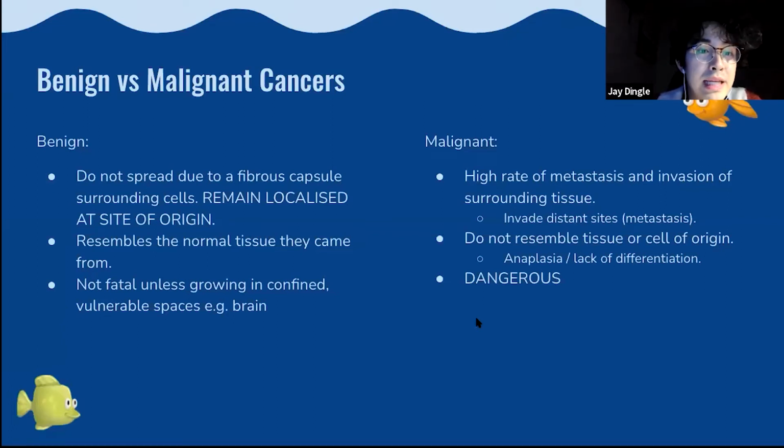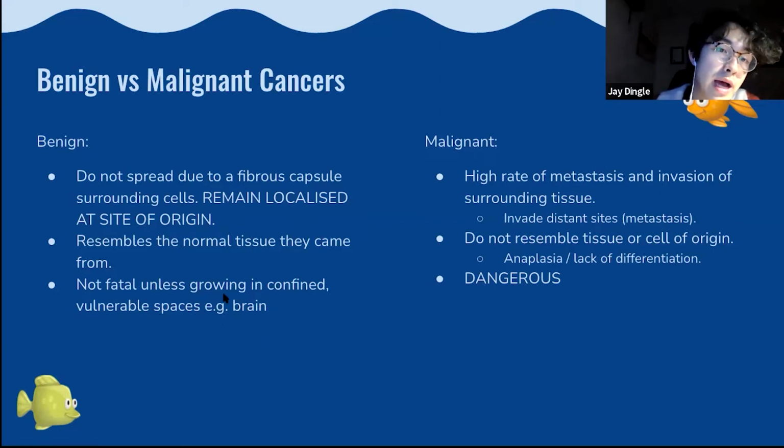So benign versus malignant cancers. Benign cancers do not spread because there's a fibrous capsule surrounding the cells. Because of this fibrous capsule, the benign cancers remain localized at the site of origin. This is one of the key distinguishing factors. Often they'll resemble the normal tissue they came from, and usually benign cancers don't have a high mortality rate. They're not fatal unless they're growing in confined, vulnerable spaces, particularly the brain. But usually benign cancers have a good outcome.